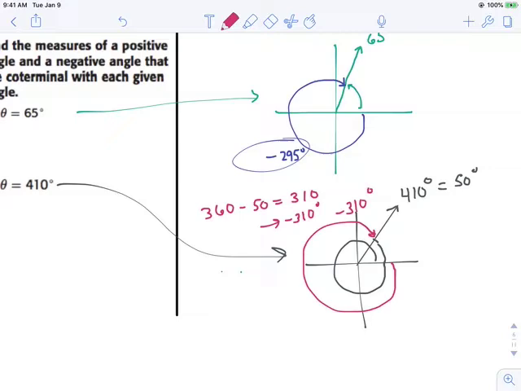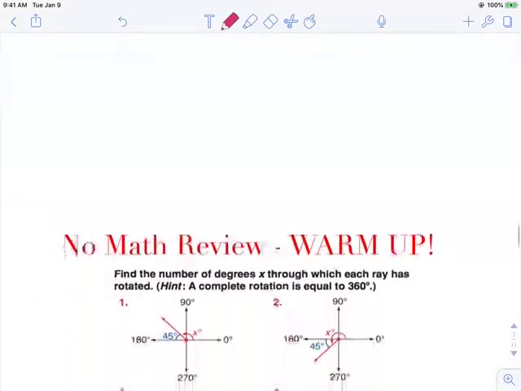How did I find 50? So this is over 360, right? So I already went 360 for one full rotation. Well, how much further did I go? Well, what's 410 minus 360? 50. Yeah. So that's how you want to do it.